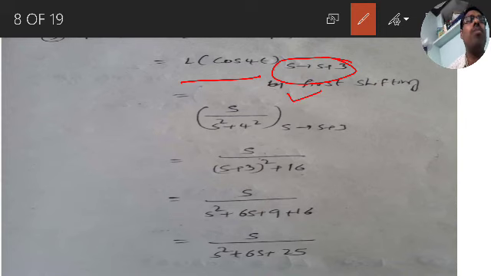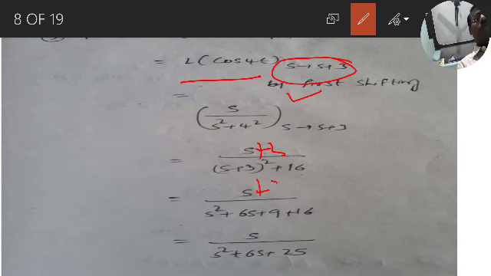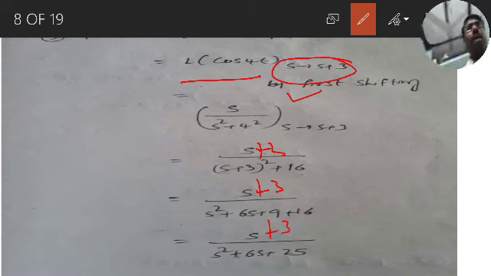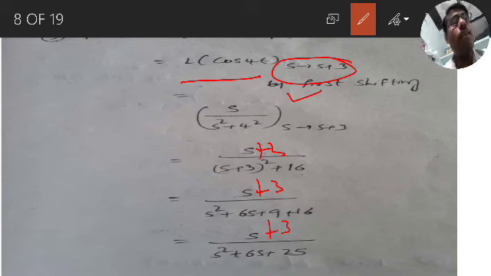Replace s by s plus 3. You have to replace s by s plus 3, guys. So s plus 3 by s plus 3 whole square plus 4 square, which is 16. The answer is s plus 3 by s square plus 6s plus 25. Are you able to get it? At the place of s, you have to write s plus 3.